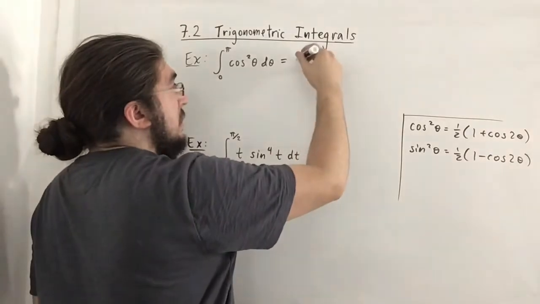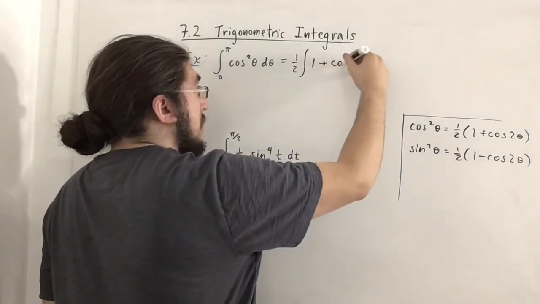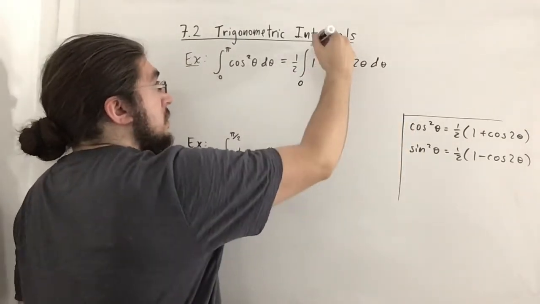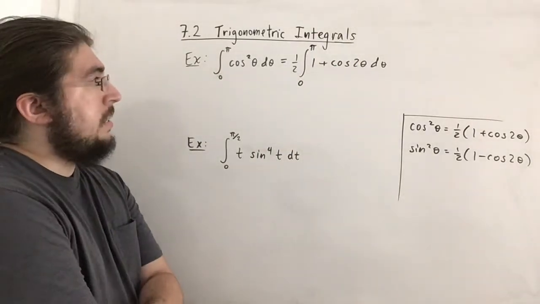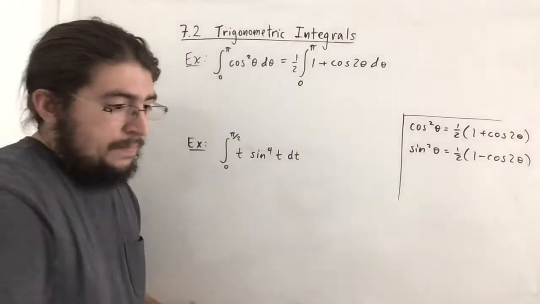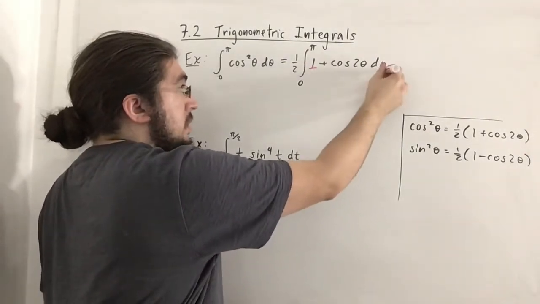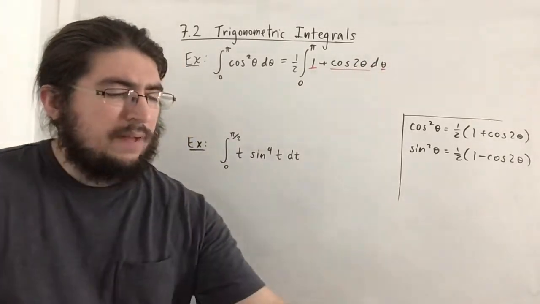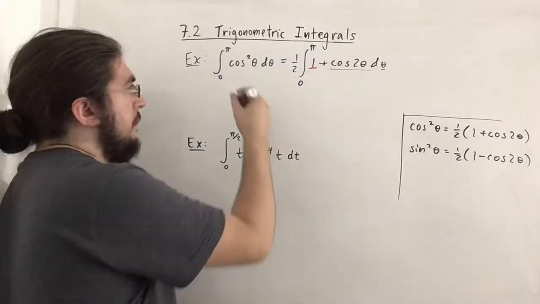So I'm going to write this as 1/2, so pull the 1/2 out, 1 plus cosine of 2 theta, d theta, and the limits are still from 0 to pi. There's no change in limits because there's no substitution. And now we can just antiderive bit by bit. So the antiderivative of 1 with respect to theta is just theta itself. The antiderivative of cosine of 2 theta, I'll have to walk you through this, but basically it's a small u substitution and we can kind of do it in our heads a little bit.